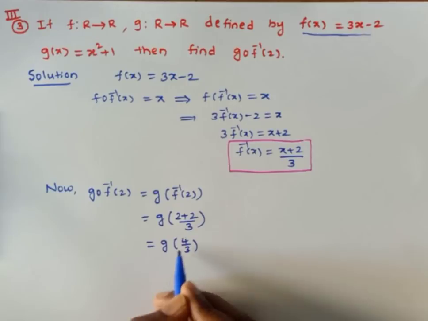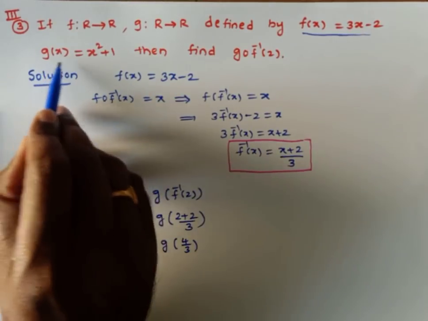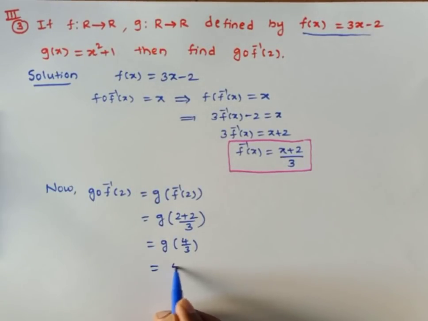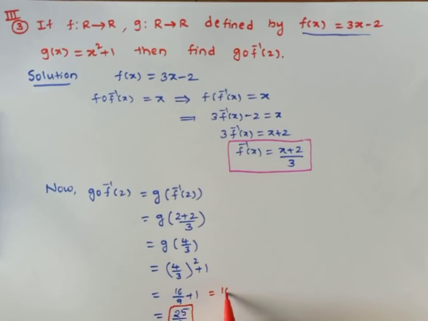It is in the form of g of x. What is our g of x? x square plus 1. Now replace this x with 4 by 3. So it is (4 by 3) whole square plus 1, which means 16 by 9 plus 1. The LCM is 9, so that is 16 plus 9 by 9, which is 25 divided by 9. You know how this works, right? So the LCM is 9, 16 plus 9 by 9, which means 25 by 9.